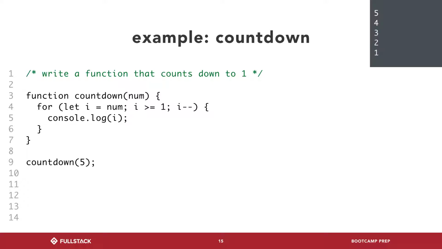So we start i equals num, in this case i equals 5. Is 5 greater than 1? Yep, log out the number. Then let's decrement 5 by 1, so now we have 4. Is 4 greater than 1? Yes, and so on and so on, until we print out 5, 4, 3, 2, 1, right? Very simple for loop, nothing special about it.